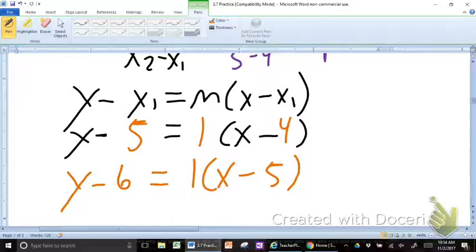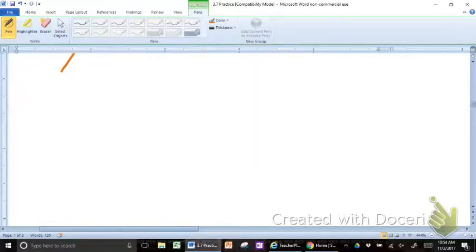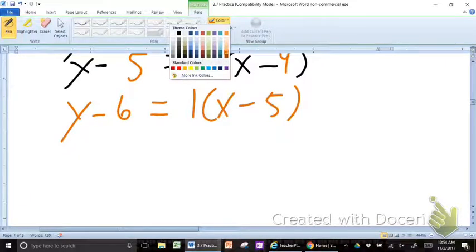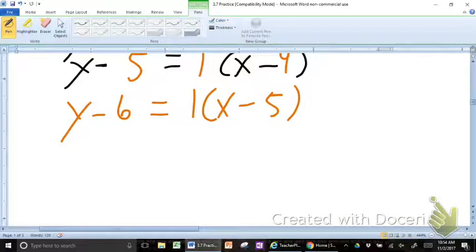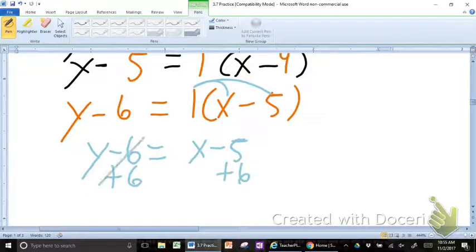And if I wanted, let me just check, I have enough space. If I wanted, I'll just show you, you don't need to do this. This is more than fine as an answer, but if I wanted, I could also use this to make slope-intercept form. Here's how that would look. I would distribute the 1 to both the x and the 5. In general, you're going to distribute the slope inside those parentheses. I would get y minus 6 equals x minus 5. Add 6 to each side. In general, you're going to get y by itself. y equals x plus 1 would be your slope-intercept form.